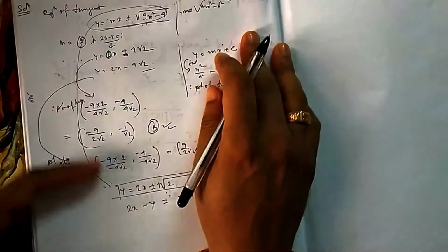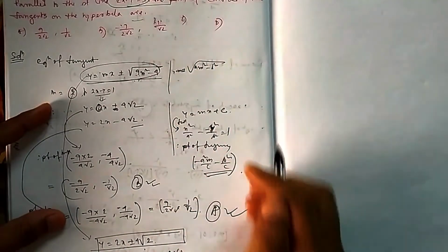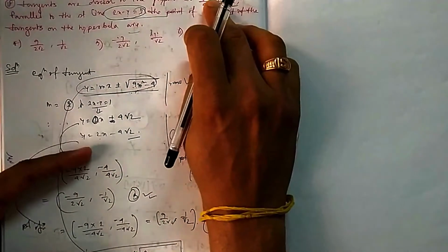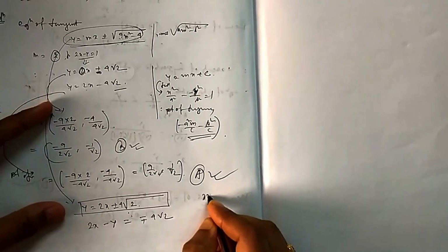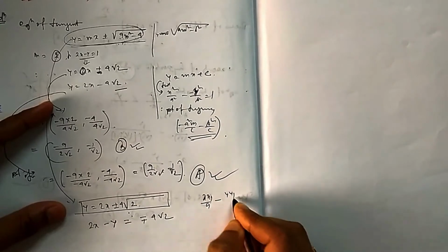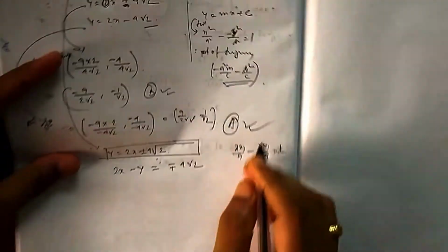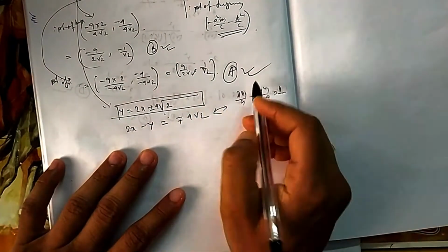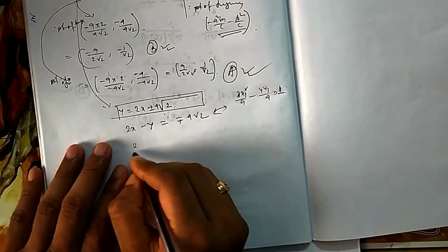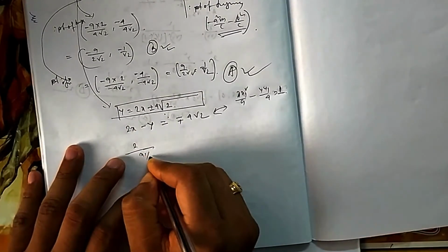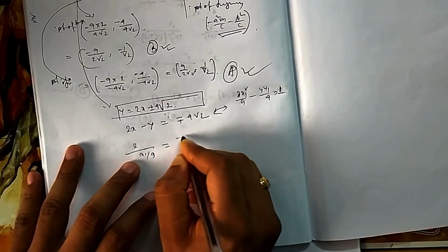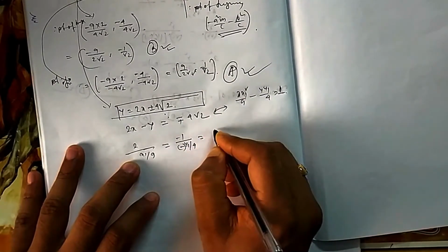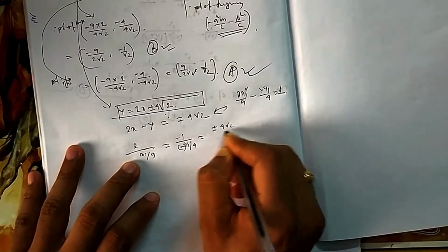Now what is the format of this one? Tangent at the point x1 y1. Suppose this is a point on the hyperbola, x1 y1. What is the equation of the tangent? x1 by 9 minus y1 by 4 is equal to 1. So I told you compare these two because these two represent the same line. If you make it the same line, then you find the corresponding x1 y1 point. So 2 divided by x1 by 9 is equal to minus 1 divided by y1 by 4 is equal to plus minus 4 root 2 divided by 1.